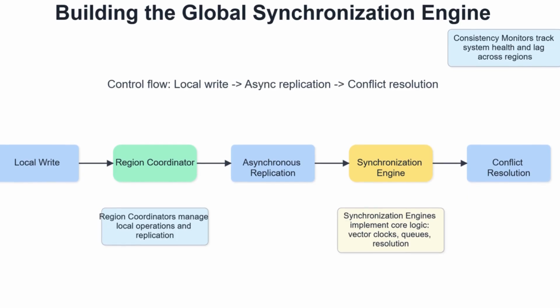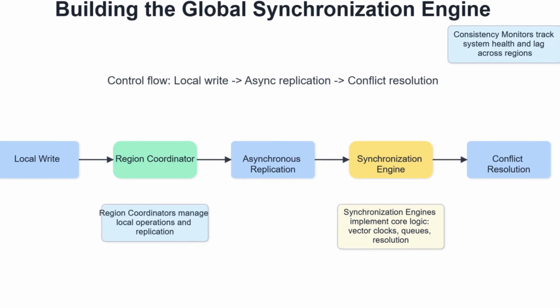Now, let's look at the architectural components that make this global synchronization a reality. We're talking about a distributed nervous system. At the heart of each region, we have region coordinators, which manage local operations and replication. They are the gatekeepers, accepting local writes, attaching vector clocks, and scheduling updates to be sent to other regions. They also detect network partitions.